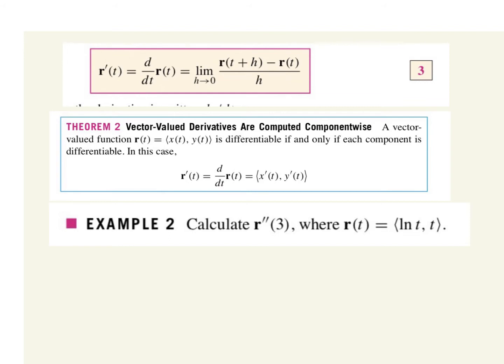All right, here we go. So r double prime of 3, where r of t is written as ln t, comma, t. So the first derivative would be 1 over t, comma, 1. Each one separately. Second derivative: t to the negative 1, I'll think of it as, so it goes to negative t to the negative 2, comma, 0. R double prime at 3.